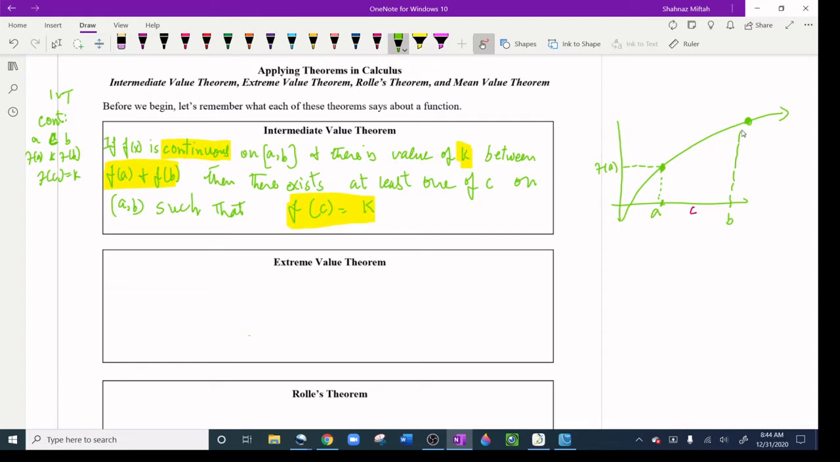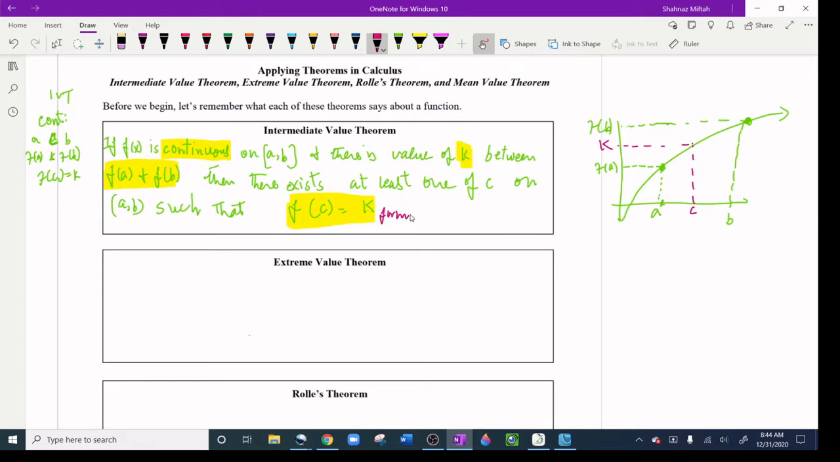Just remember, it has to be continuous on the intervals, and C is between A and B, and K is between f of A and f of B. That's another condition. And then for C, you just apply the formula. That's the formula for the intermediate value theorem. Okay. Let's go back to the other one, extreme value theorem.